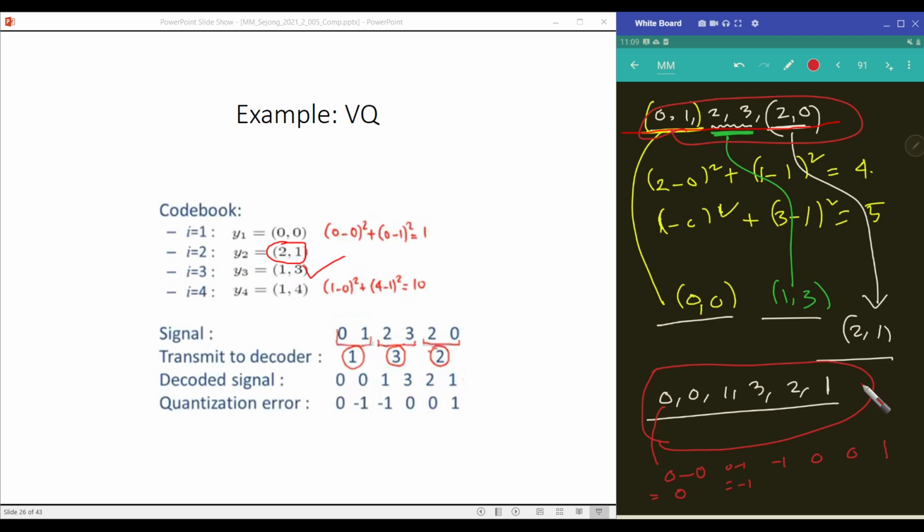So you see, this is 0, minus 1, minus 1, 0, 0, 1. This is basically the difference between our quantized signal and the original signal. So we can say this is our quantization error. Again, as we understood, there would be some error when you do the quantization, same as here, we have this quantization error.